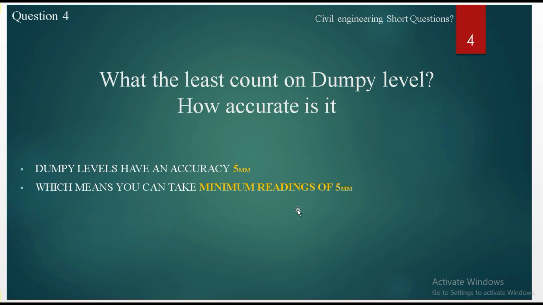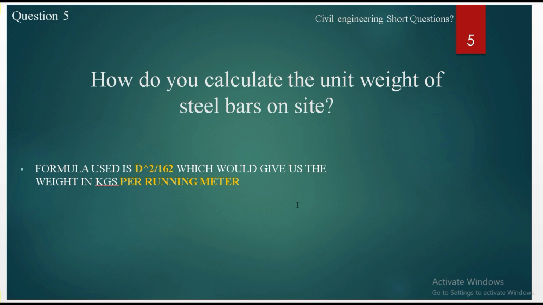Question number 4, what's the least count on dumpy level? How accurate is it? Well, the least count on dumpy level is 5 millimeters. It means it's accurate up to 5 mm. This also means that you can take readings to an accuracy of 5 mm. So 5 mm is the least count, and it's also accurate up to 5 mm of a distance, which is very good.